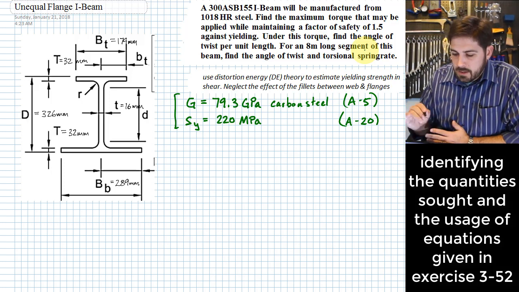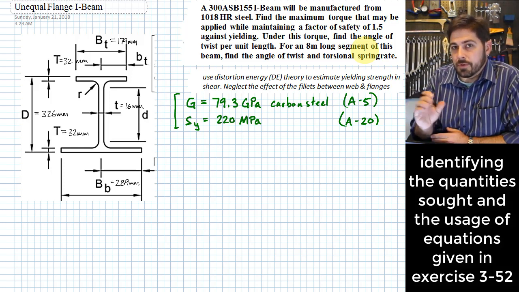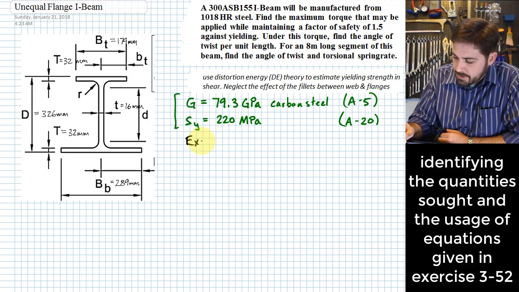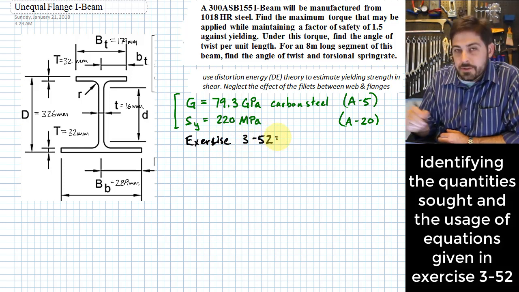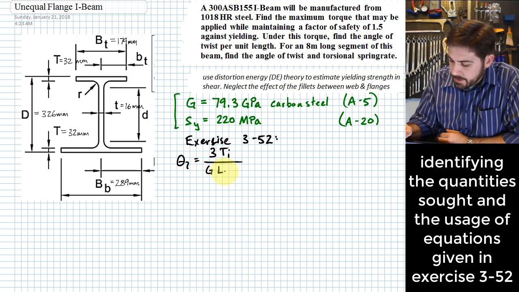The book doesn't have equations listed in the normal text of the book, but it does actually have some interesting information in an exercise, and I'll write this down. Exercise 352. Exercise 352 has these equations. First of all, the angle of twist per unit length is going to be equal to 3 T sub i over G L sub i c cubed. Okay.